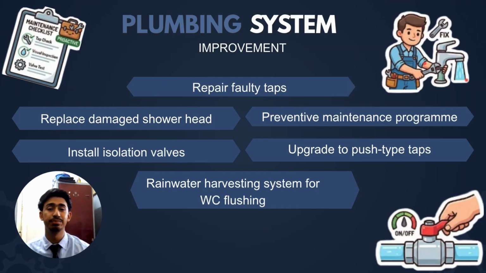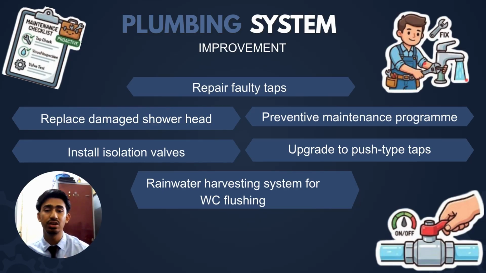Okay, next is the plumbing system improvement. As we already went to building C20, what we can see and what we can improve for the building is, first, repair the faulty tap. Next is replace the damaged shower head. Next is a preventive maintenance program. We can always go to the building to see any problem or failure, so we can repair it instantly to avoid any problem in future.